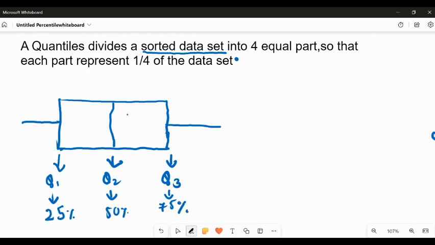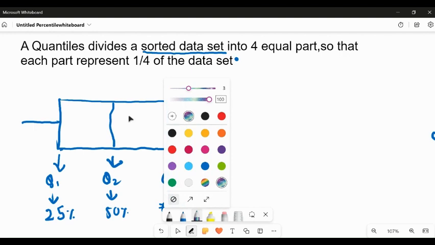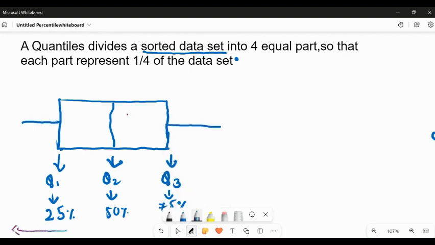Let's see it. 25 percent of the data has a value less than Q1. What is it saying? 25 percent of all the data set has a value less than Q1. So what is the meaning of Q2? Q2 means 50 percent of all the data is less than Q2. What is the meaning of Q3? Q3 means 75 percent of all the data is less than Q3.